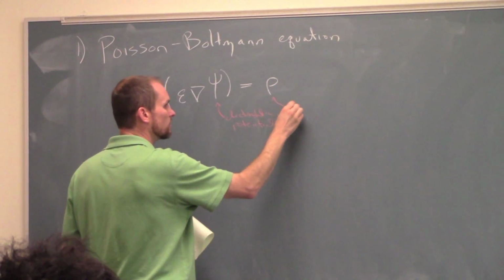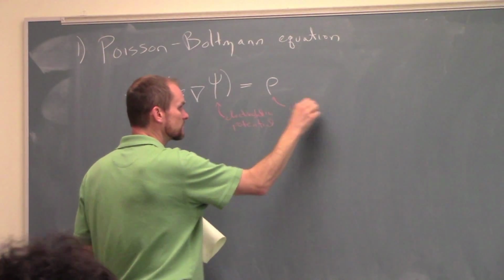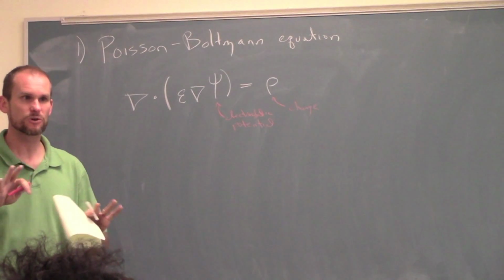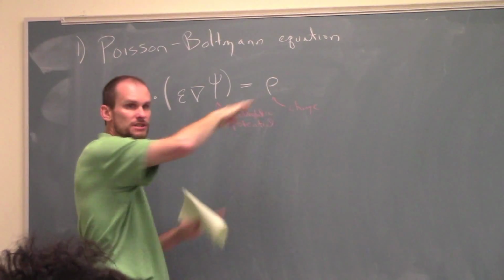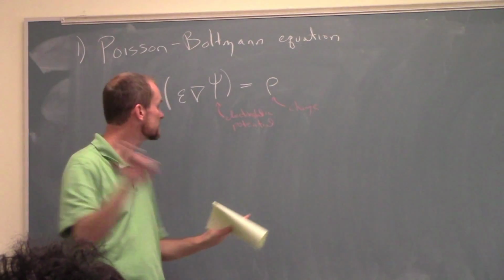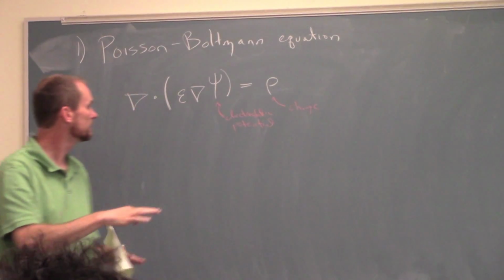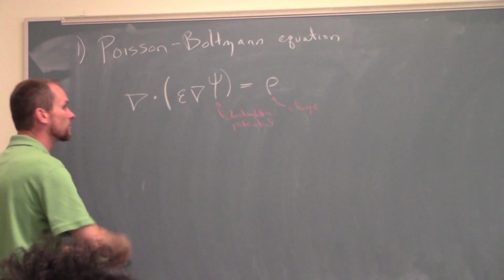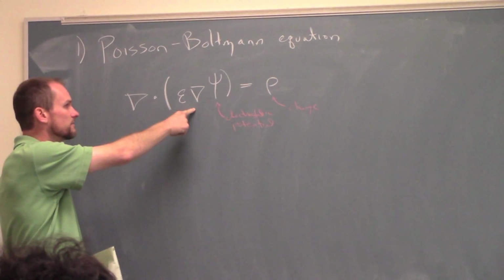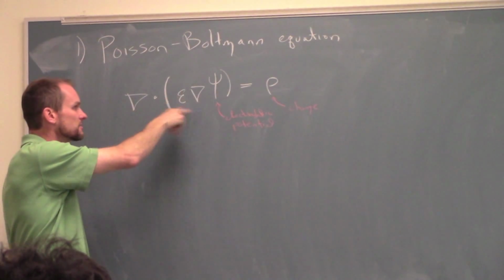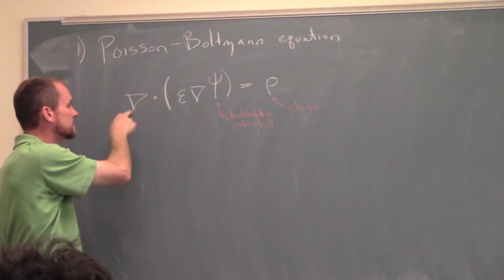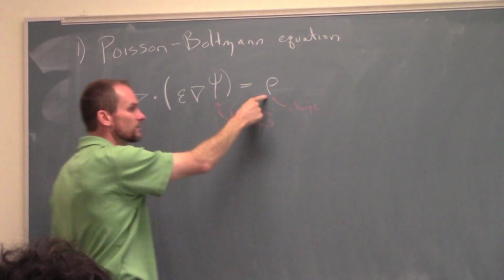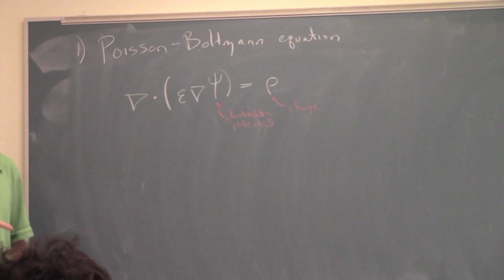And rho is the charge. Both of these are vector quantities in space, so this is charge as a function of x, y, z in space. It's a field, and psi is again a potential through space. You take the gradient of the potential, that'll give you the electric field. The dielectric tells you how much that propagates, and the divergence of that should be driven by the charge.